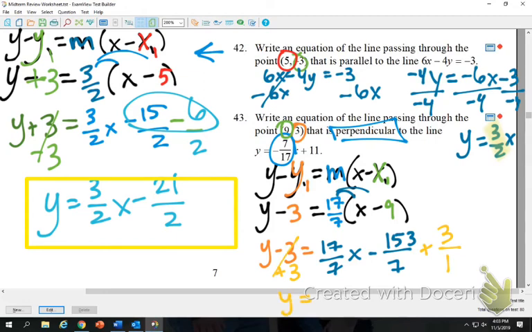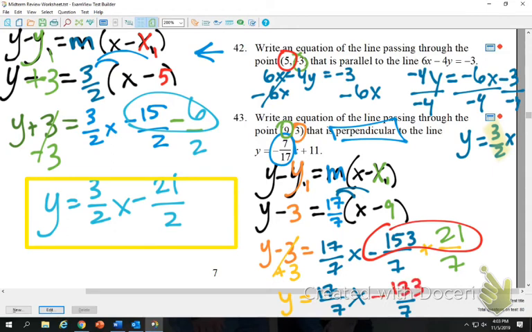We can't add them unless they have the same denominator, so we want them both to have a 7. So 1 times 7 is 7. 3 times 7 is 21. Our slope will stay the same. We will have 7 as the denominator, but now we need to do minus 153 plus 21. It'll be negative 133. It wasn't pretty, but we did it.